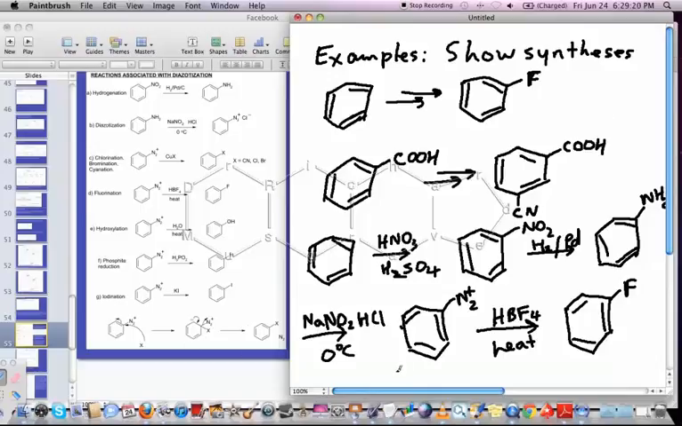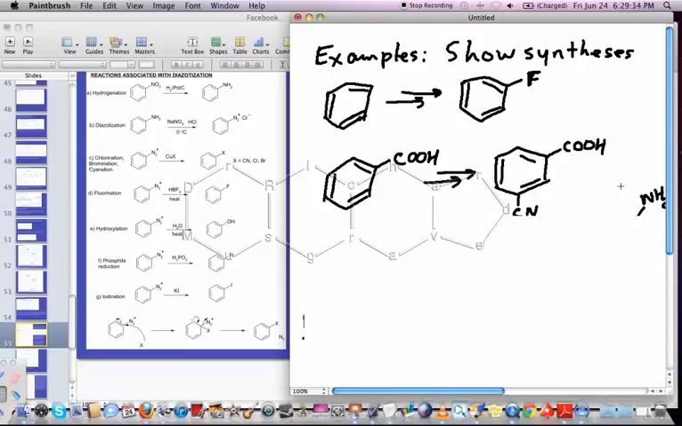Now we can also take advantage of directing effects of other stuff that's already on the ring as well. And we'll show that in the next example, where we're starting off with benzoic acid, and we want to put a CN group meta to the benzoic acid. Alright, so what we'll do is we start off with the benzoic acid, and we're fortunate in that benzoic acid is a deactivating group. So we've got a C double bond O here that's going to have a delta minus on the O and a delta plus on the C, which means we're going to be sucking electrons out of the ring, which means it's going to be a meta director, and that's going to allow us to put a group down here.